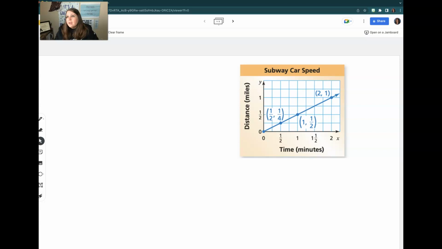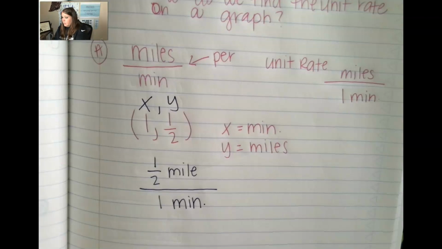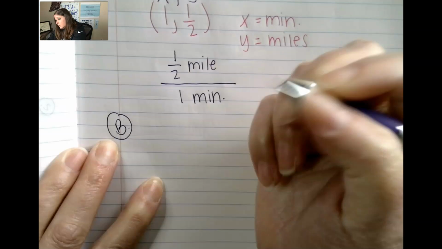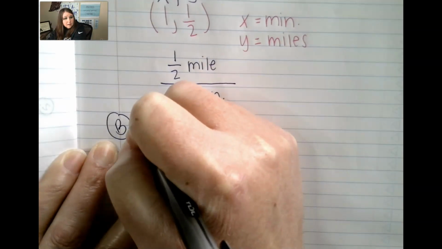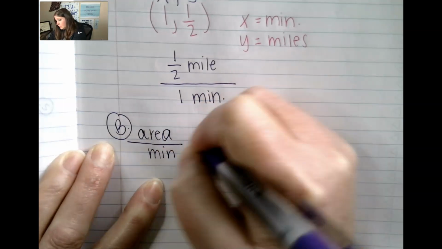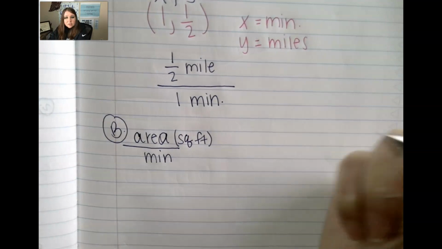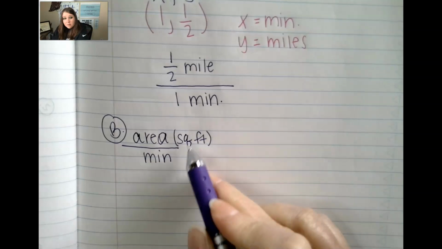Okay. All right, let's do another example. In our next example, you're just reading the graph. We're looking at paint and knowing how much paint a power paint sprayer can paint in X minutes. So how many square feet it's able to paint in minutes. So let's go back to here and look at example B. For example B, we're looking at area per minute. And the area is in square feet, or feet squared, however. So we're looking for the area per minute of paint being sprayed.